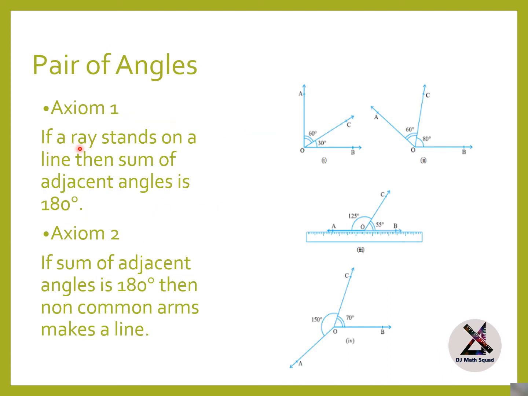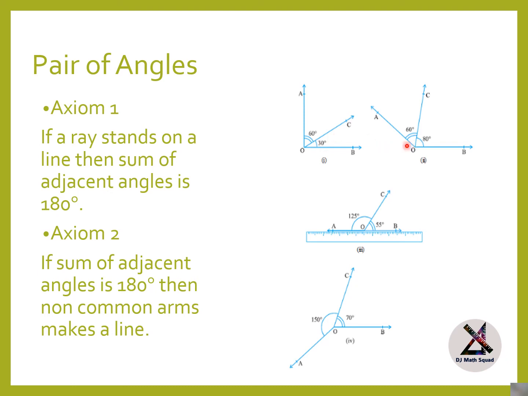The first one is, if a ray stands on a line, then the sum of adjacent angles is 180 degrees. Now if you see over here, the sum of 125 and 55 is 180 degrees, and OC is a ray. So obviously if ray OC is standing on line AB, then the sum of adjacent angles is 180 degrees. Whereas when you see here, 30 degrees and 60 degrees, they are also adjacent, but the sum is not 180 degrees. That's why the ray OC is not standing on a straight line.